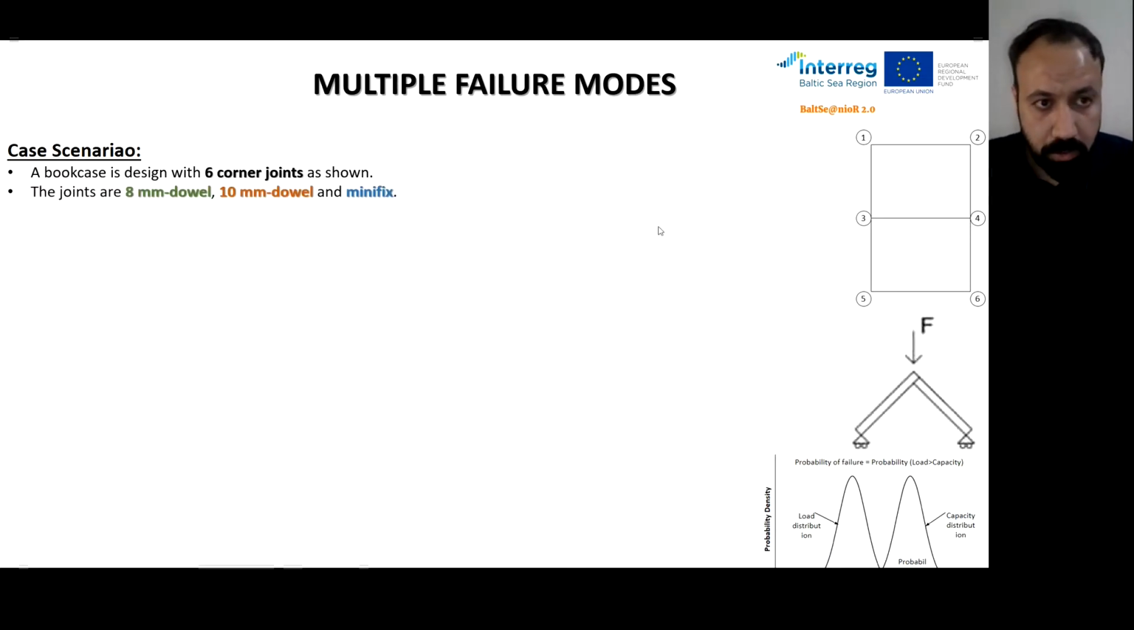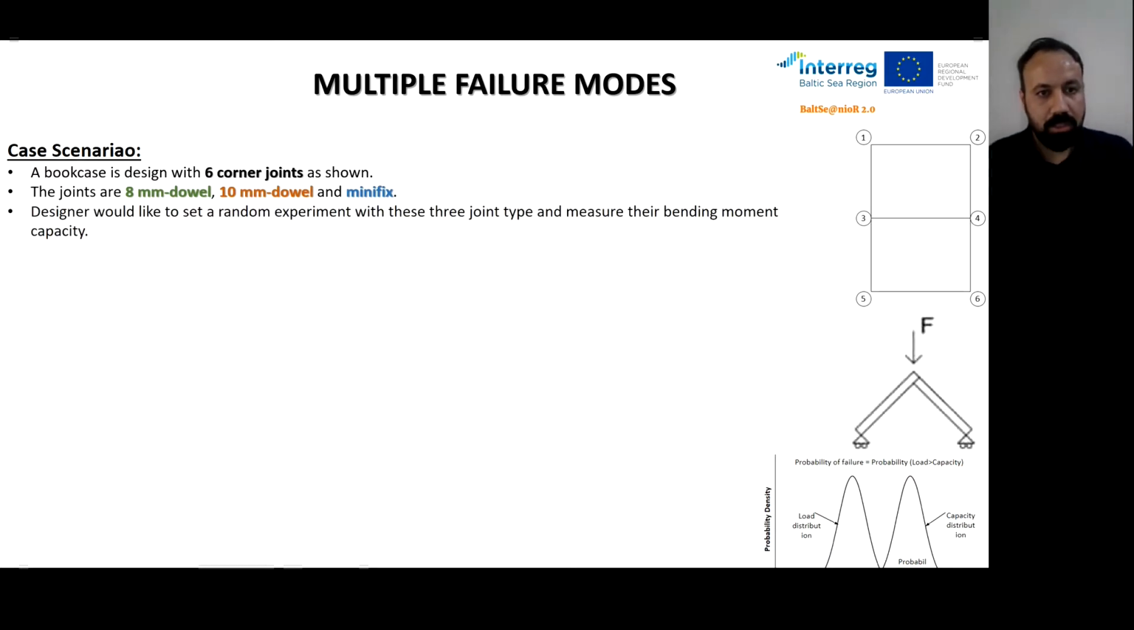So the joints are using 8mm dowels, 10mm dowels, or Minifix. We can use one of them or two of them. We will have different results in the next slide. We will see. And then, the designer would like to set up a random experiment with these 3 joint types and measure their bending moment capacity. So, I would like to measure their bending moment capacity with this experiment.